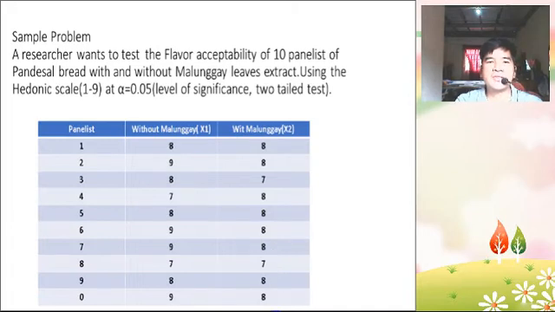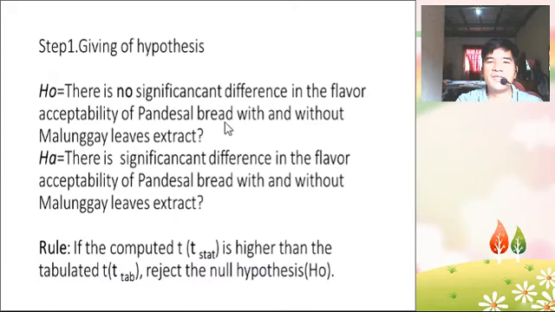Okay, we have here the steps on how to solve the t-test for paired data. First, you have to give the null hypothesis and alternative hypothesis. For null hypothesis, there is no significant difference in the flavor acceptability of pandesal bread with and without malunggay leaves extract. For alternative hypothesis, there is a significant difference in flavor acceptability of pandesal bread with and without malunggay leaves extract.